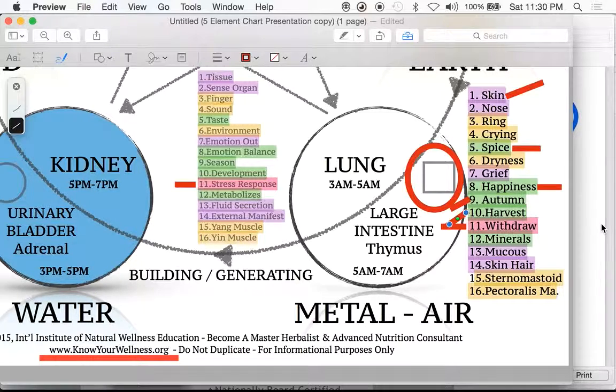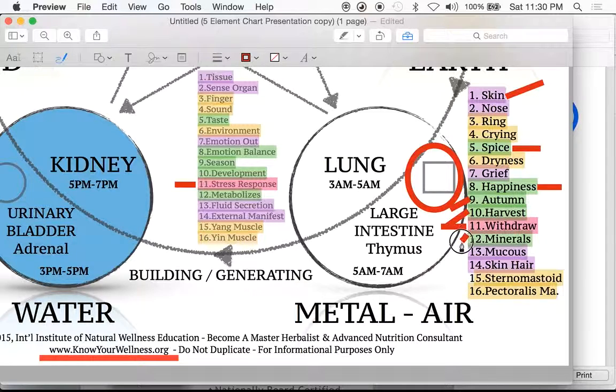Metal air types need to finish projects to balance, which is why my wife and I enjoy when we're both stressed, because I'm starting new things and she's trying to finish them. It's quite entertaining, but it works. We work well together.